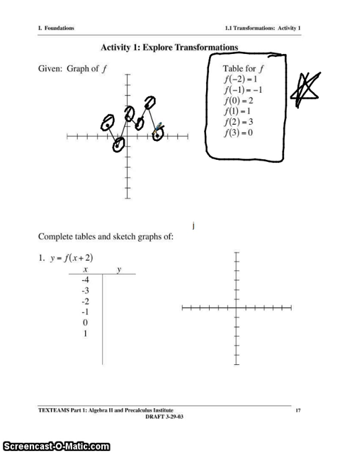Okay, we're going to work a few problems today, and then we're going to work the rest of them in class. So first, let's look at problem number 1. It says complete tables and sketch the graph of the equation. So here we have y equals f of (x plus 2). What I want you to do is take these x values that you have, and we're going to plug them into the equation.